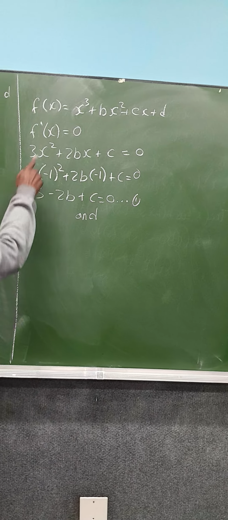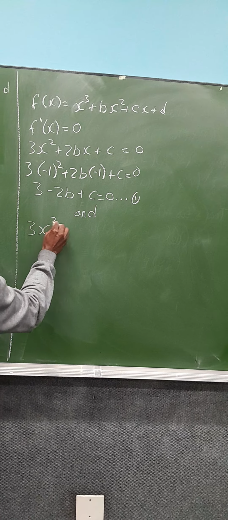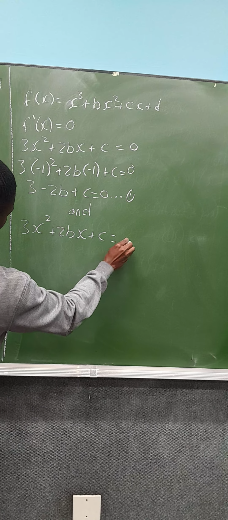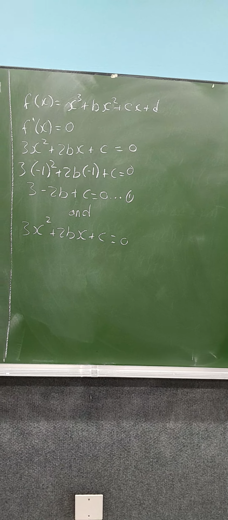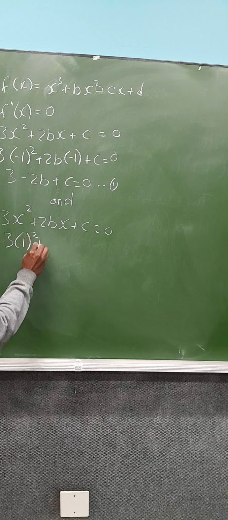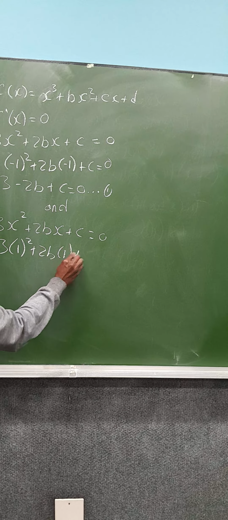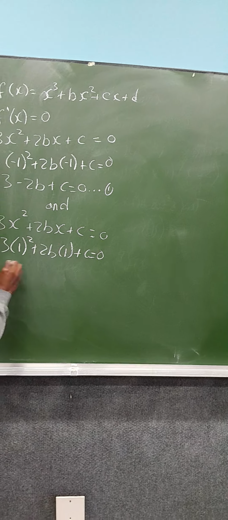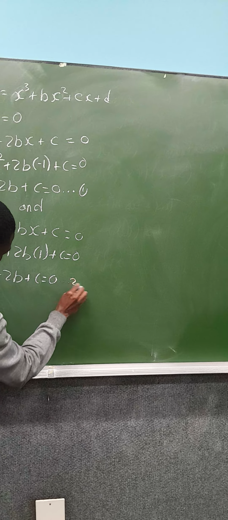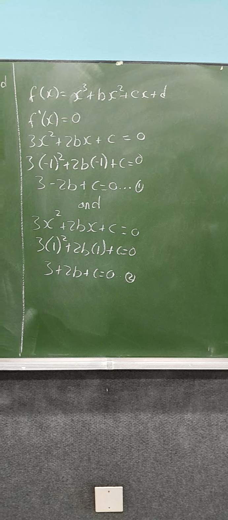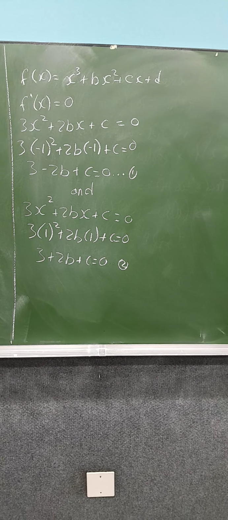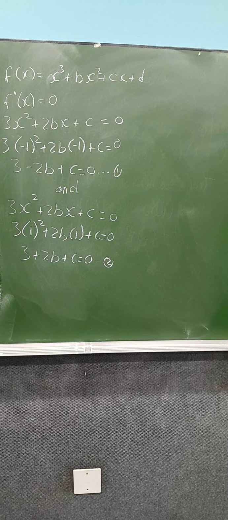So now, if you can check, from this equation that we differentiated, we are going to substitute the value of the second intercept, which is the second turning point, which is 1. So I'm going to have 3 into 1 squared plus 2b into 1 plus c equals 0. Now I'm going to have 3 plus 2b plus c equals 0. This is equation 2. Now if you can check, for those two equations we have two unknowns, so two equations are enough to find two unknowns.